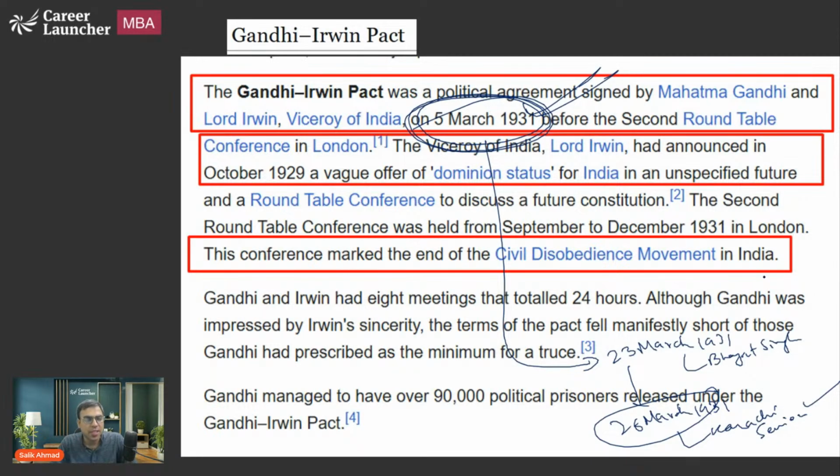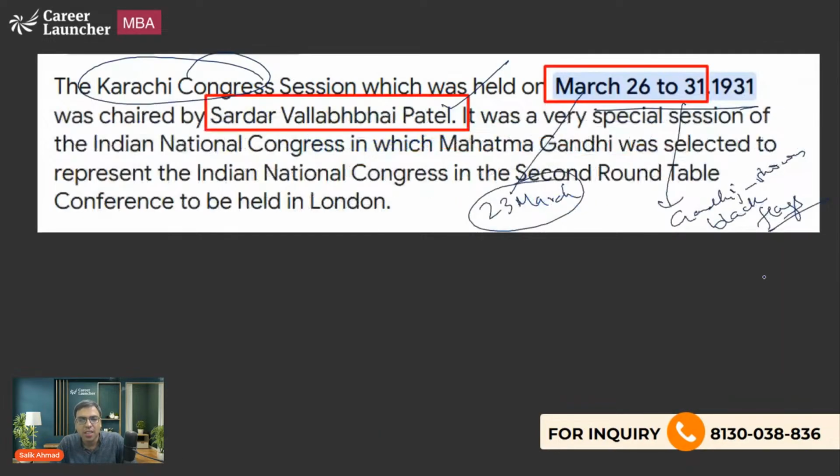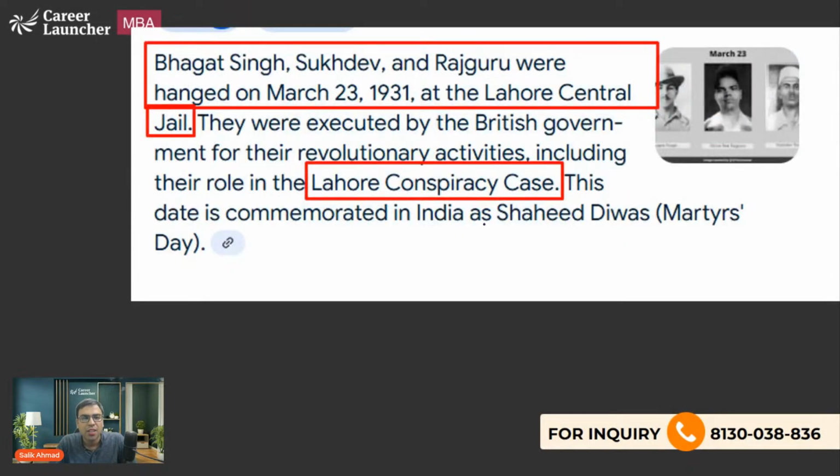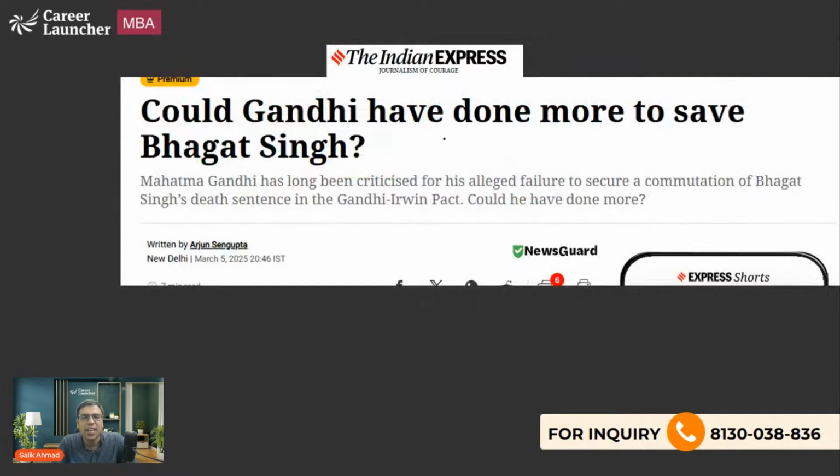So many historians have said that Gandhiji tried his best, but it could not happen. Some people criticize Gandhiji that he should have actually ensured this. That is what you should be knowing. See here, there are two aspects of that. Bhagat Singh, Sukhdev and Rajguru were hanged in March 1931 in the Lahore conspiracy case. Okay, we are not going into that detail. There were news reports in the Indian Express: could Gandhiji have saved Bhagat Singh, etc.